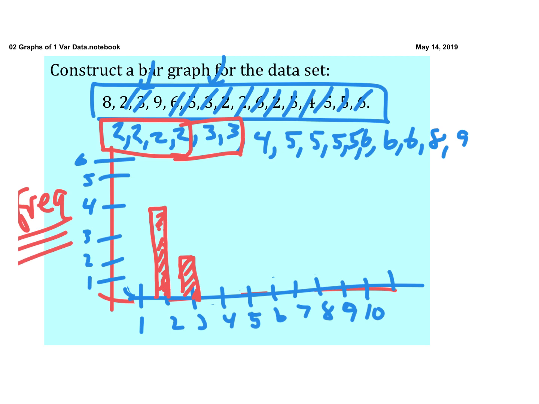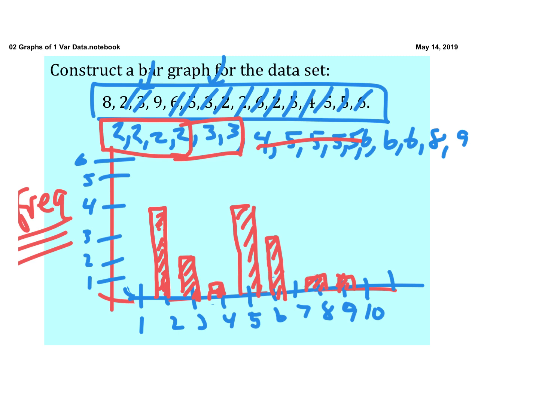From here, I suppose I can just finish it. I have one of these 4s, 4 5s, same height as that other bar. And now the 6s, there's 3 of those. And then 1 8 and 1 9. Quick, but I'm done. That was a bar graph.